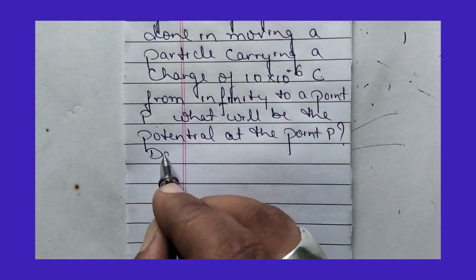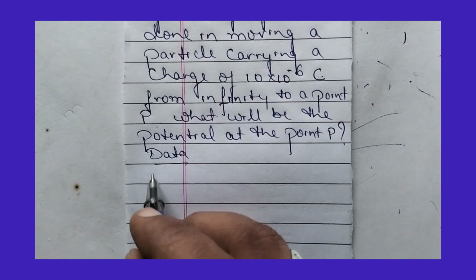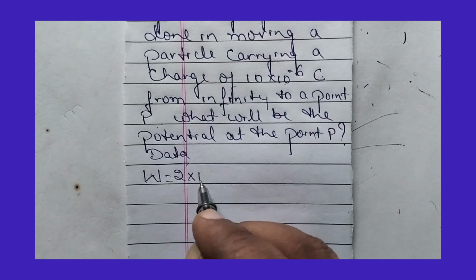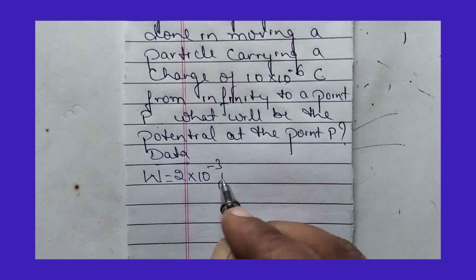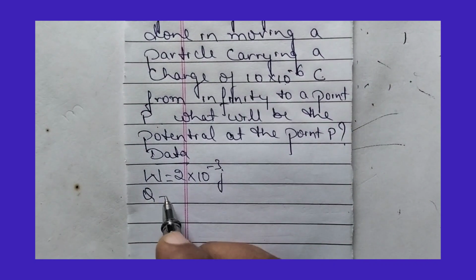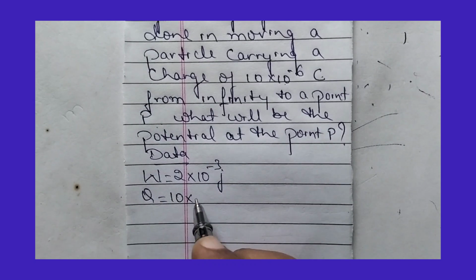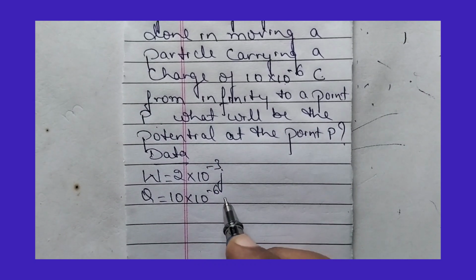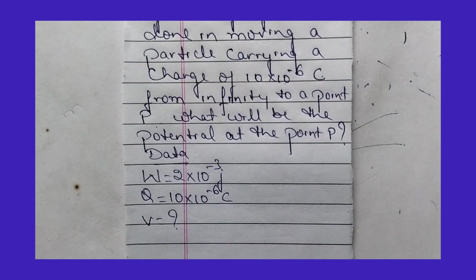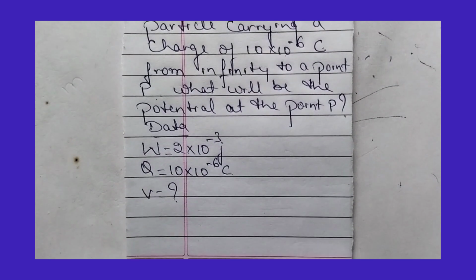When we are making a list of data, work done W is equal to 2 into 10 to the power of minus 3 joules. Then they are given a charge, so Q is equal to 10 into 10 to the power of minus 6 coulomb. Now we have to calculate V. V is equal to question mark. We don't know what V is, so now let us calculate V.